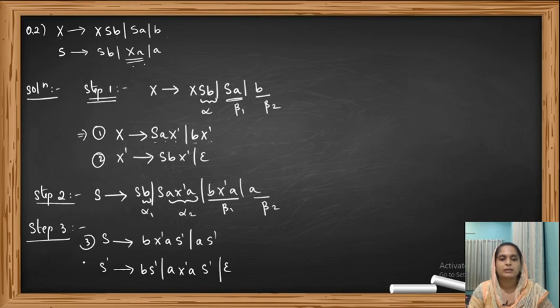This will be the third production. This will be our fourth production. So these four productions, that will be our final answer. You have to write these four productions together at last. Okay. So this is our final answer.